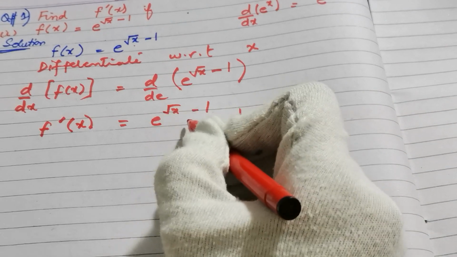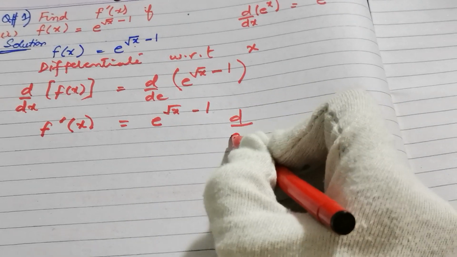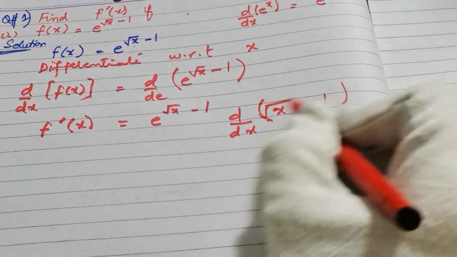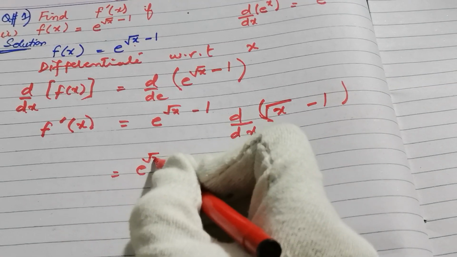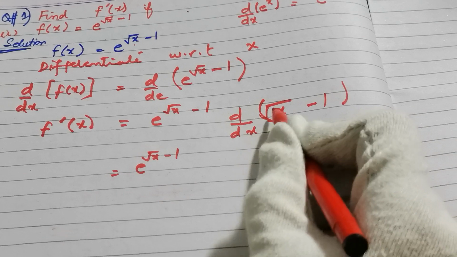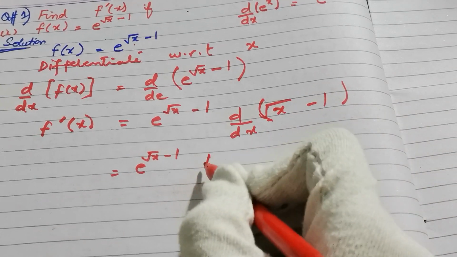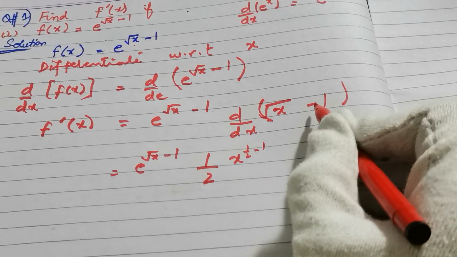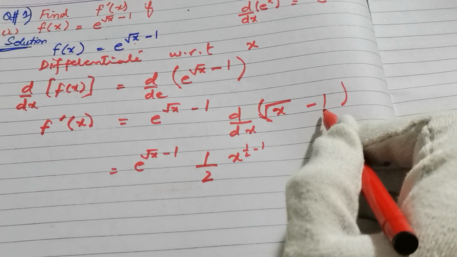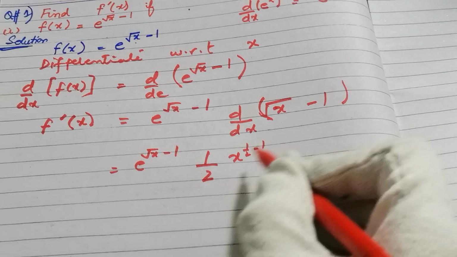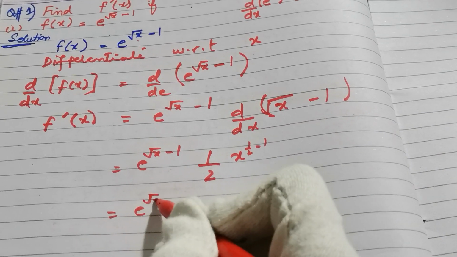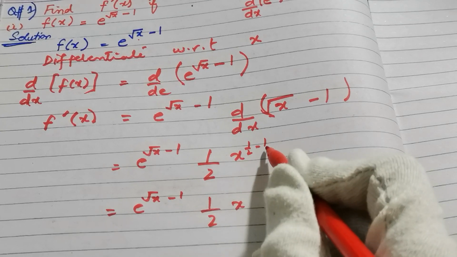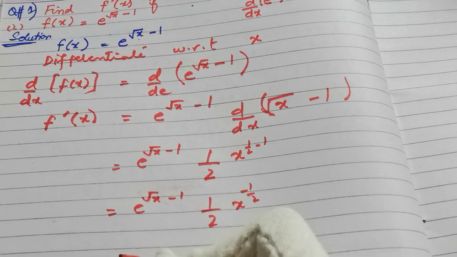Now we can see that this is not simple x, so we will again differentiate this term root x minus 1. E raised to power root x minus 1 as it is, and derivative of root x is 1 by 2 x raised to power n minus 1, and derivative of minus 1 is constant, derivative of constant is 0. E raised to power root x minus 1, 1 by 2 x raised to power 1 by 2 minus 1 becomes minus 1 by 2.